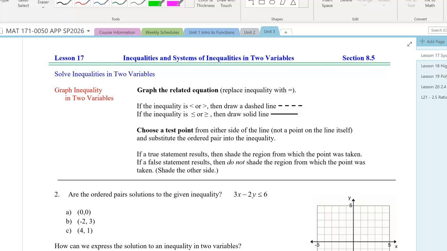In this lesson, we will learn how to solve inequalities and systems of inequalities in two variables. The solution for a system of inequalities is usually a shaded region of the coordinate plane.